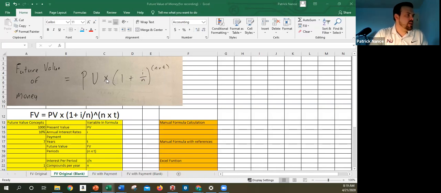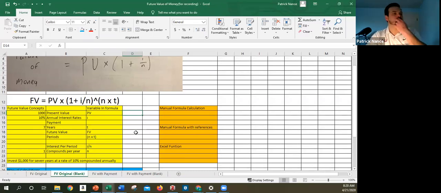I've got present value times 1 plus the interest rate over n, which is the number of compounds per year. So it's the annual interest rate over the number of compounds per year, raised to the power of compounds per year times the number of years.